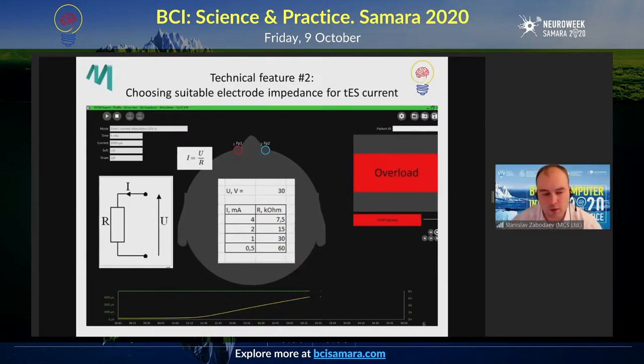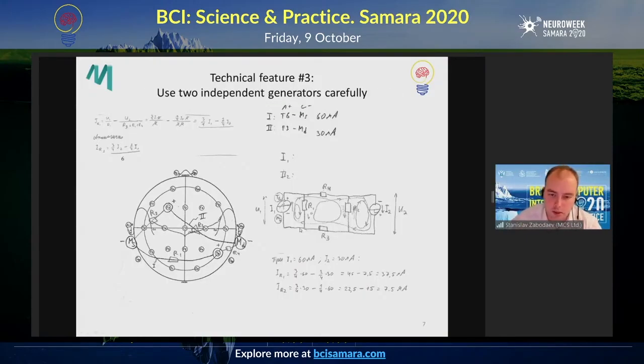But if we're talking about research, of course, we need to ensure reproducibility. If the research specifies 2 milliamperes, then each subject should receive 2 milliamperes. So that wouldn't be acceptable. Let me apologize for this slide. It is hand-drawn. I didn't have enough time to make it prettier.